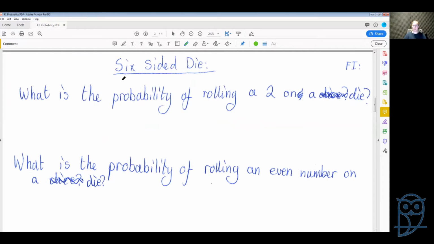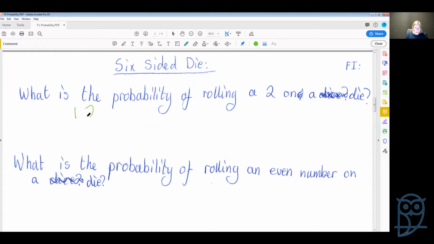So if we are rolling a 6-sided die, that is literally a normal dice that you guys use for your board games, for things like that. It's a normal 6-sided die. So what is the probability of rolling a 2 on a 6-sided die? Excuse my terrible spelling over there.